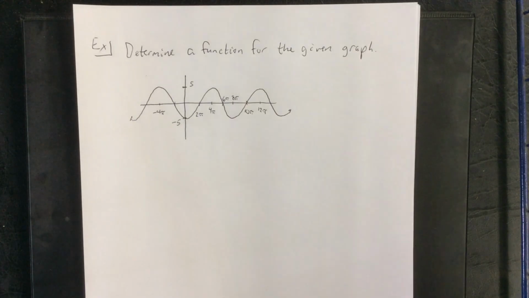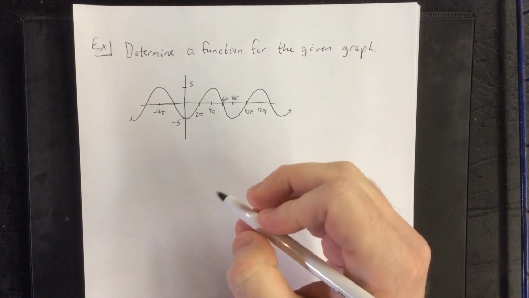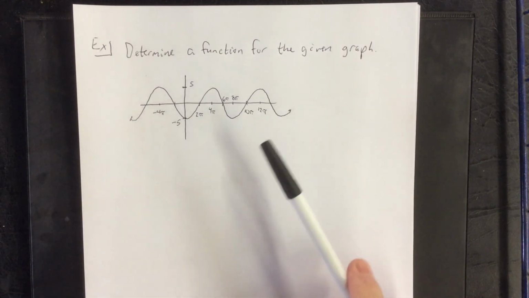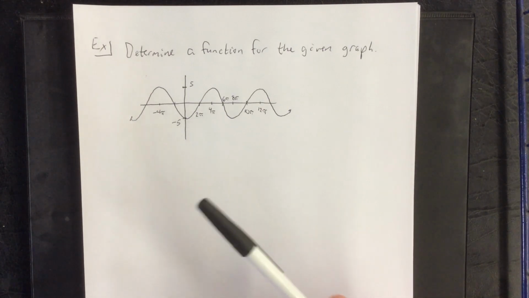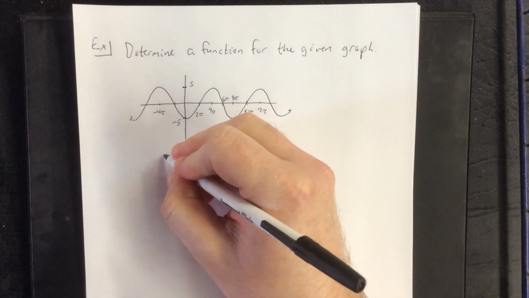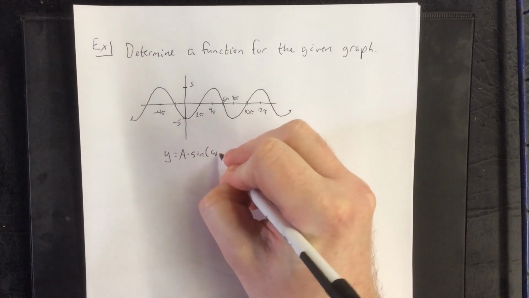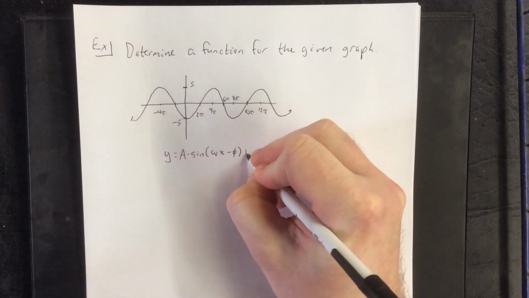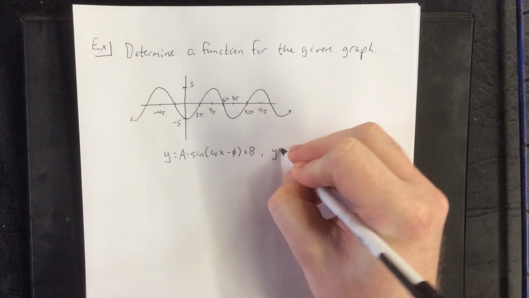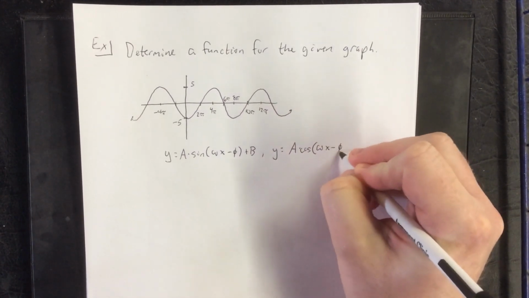So in this example, we're going to consider the following graph, and we're going to attempt to determine a function. So the graph is, as you can see here. Now, when it comes to sinusoidal curves, there are three aspects that you cannot control, and there are three aspects that you can control. Ultimately, we are looking for one of the following two: y is equal to a times the sine of omega x minus phi plus b, or y is equal to a times the cosine of omega x minus phi plus b.